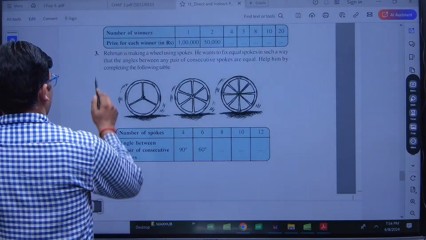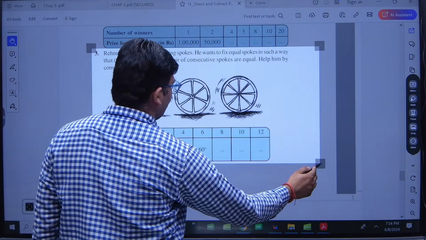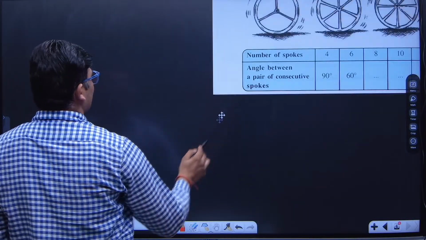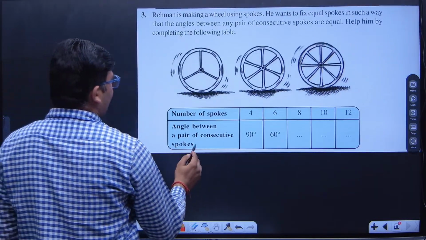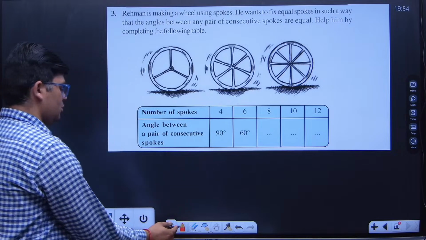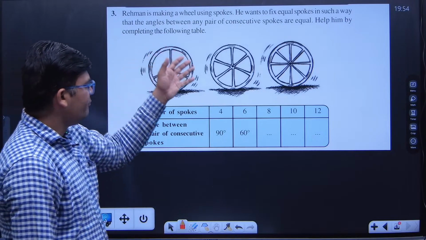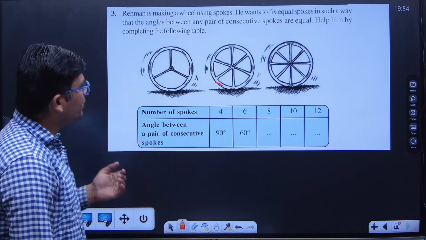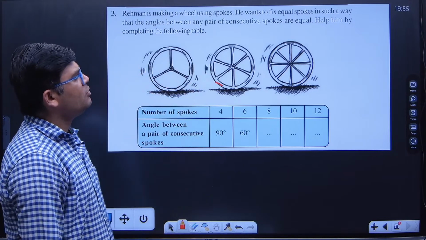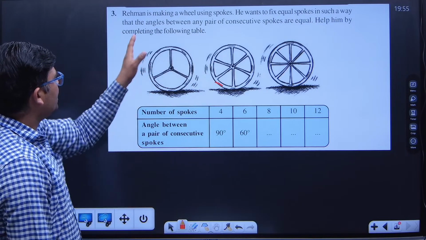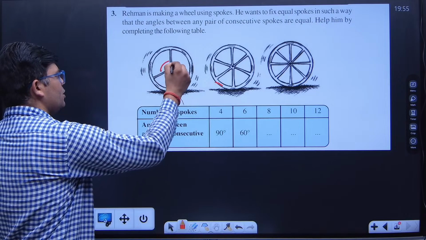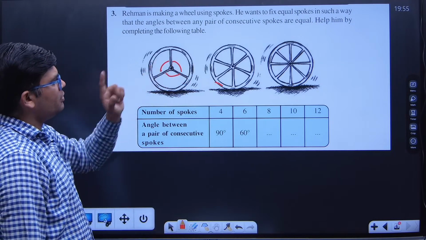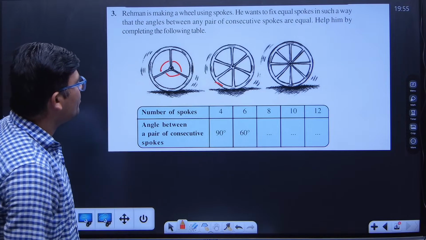Yes, sir. Now coming to the third question. The third question says that Rahman is making a wheel using the spokes. So he is making the wheel. This is a wheel and these are the spokes. It depends how many spokes. So he wants to fix equal spokes in such a way that the angle between any two consecutive pairs remains the same. Means this angle must be equal to this, equal to this. So help him complete the following table.